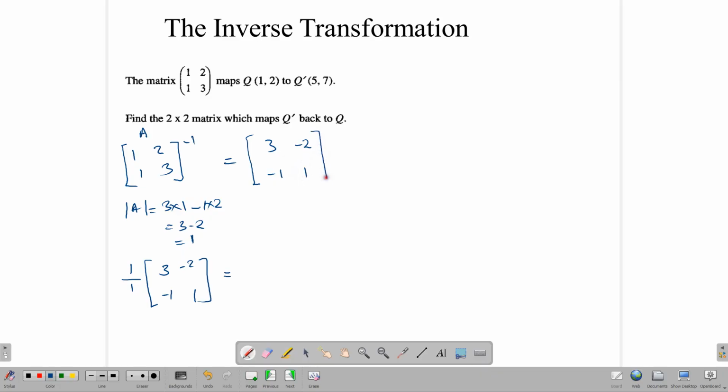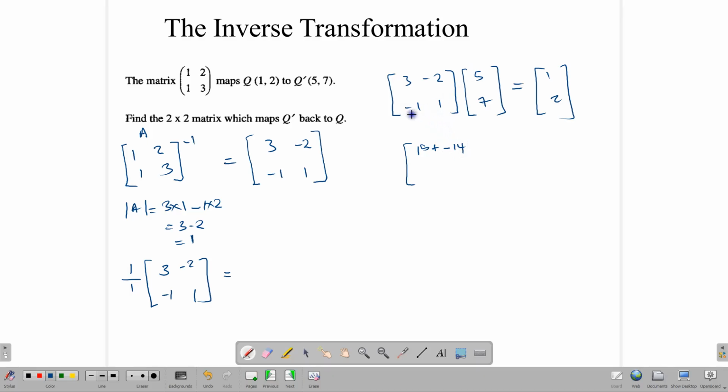Now, let's check it to make sure that it actually does what it's supposed to do. So this matrix should take this point back to this point. So let's check it and see. 3, negative 2, negative 1, 1, and we're going to multiply it by 5, 7, and in multiplying it by 5, 7, it should take us back to 1, 2. Remember we go row by column. So now it's 3 times 5, that's 15, plus negative 2 times 7 is negative 14. And next row by column, negative 1 times 5 is negative 5, plus 1 times 7 is 7. And doing this calculation, 15 minus 14 gives us 1, and negative 5 plus 7 is 2. So you can see that it actually maps it back.